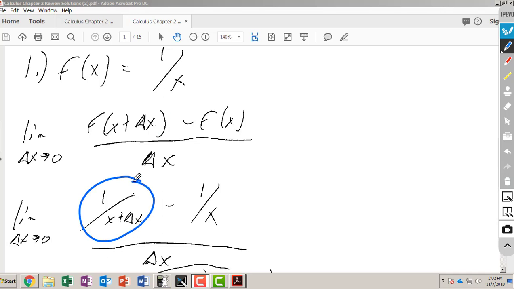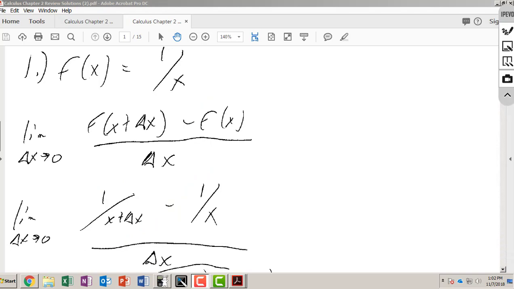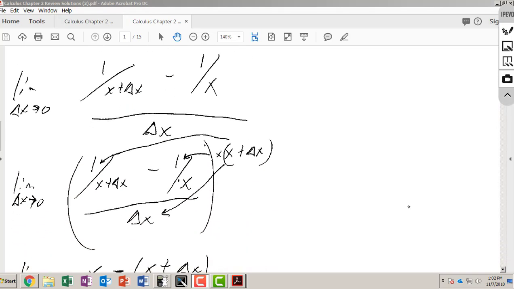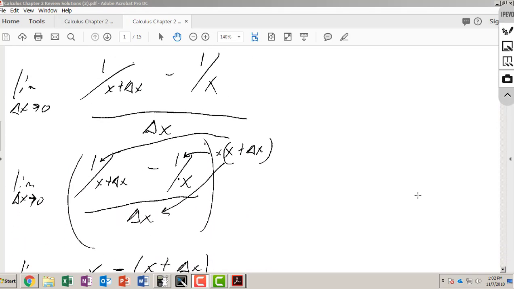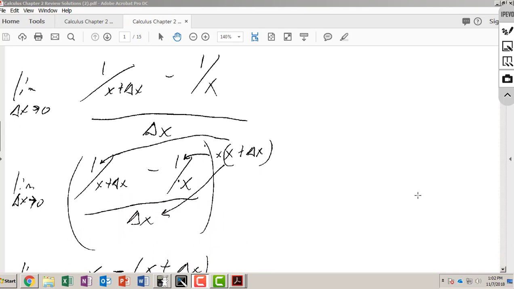So then it says let's go ahead and subtract f of x. Well, here's my f of x. So I'm going to subtract my f of x, and then that is going to be all over delta x. So I've got the limit as delta x approaches 0 of 1 over x plus delta x minus 1 over x all over delta x. Now that I've substituted that in, I notice I've got a complex fraction here. Got fractions inside of fractions.